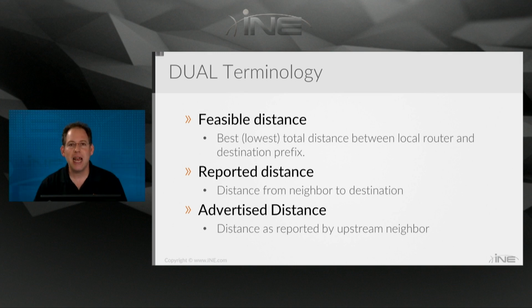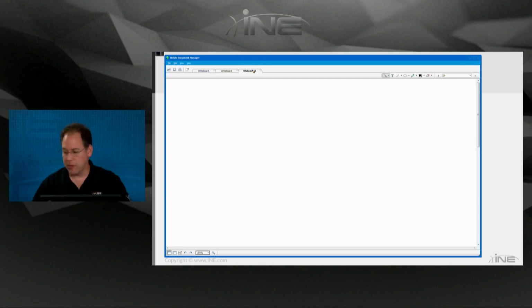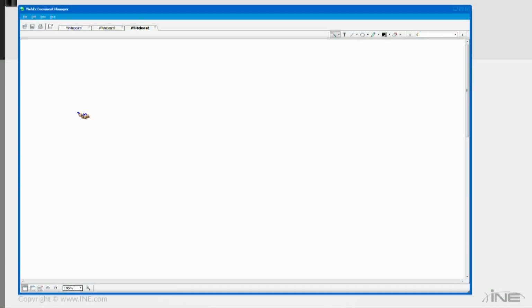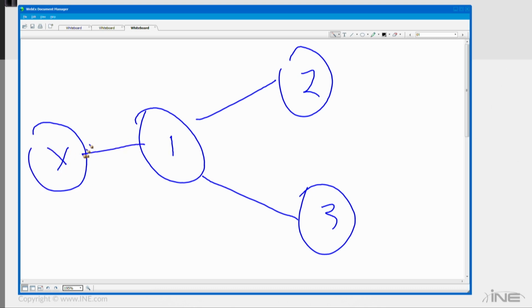So EIGRP has a formula or a logic that it uses to try to detect if an incoming update could potentially be a routing loop. So how does it do that? Well, let's take a look at this real simple premise. Let's say I have a router right here, and he knows that he's got two neighbors. So we'll say this is router 1, router 2, router 3, and here's his neighbor over here, router X. Okay, so router X sends him some route, let's say for the 3 network.